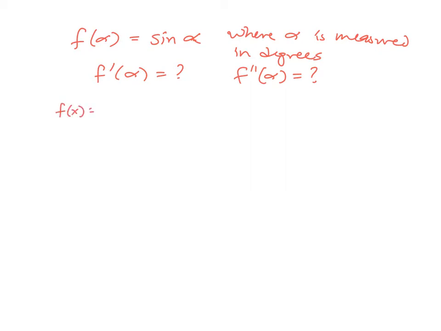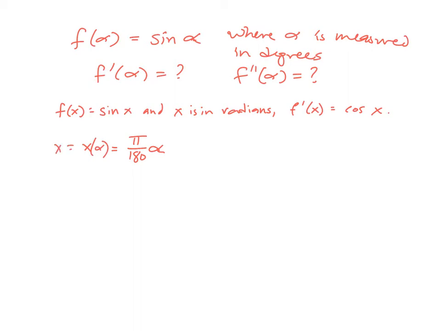if f of x is sine x and x is in radians, the derivative is cosine of x. But this angle alpha is measured in degrees. And so I need to think of what's the relationship between degrees and radians. I know if I have an angle in degrees, I can multiply it by pi and divide it by 180, and that will give me the number of radians. I'll call it x, which is a function of alpha, because there are pi radians in 180 degrees.